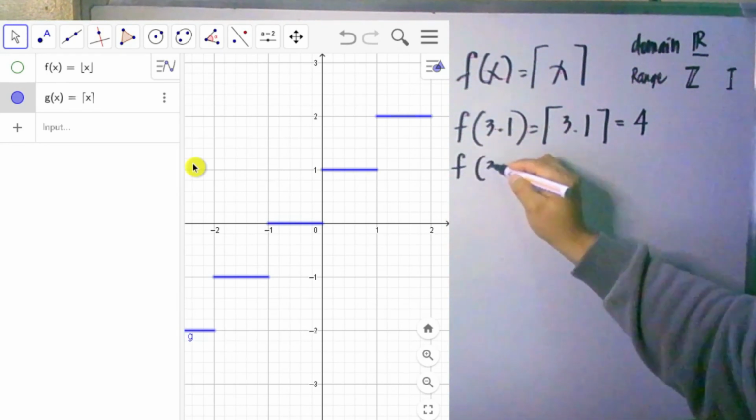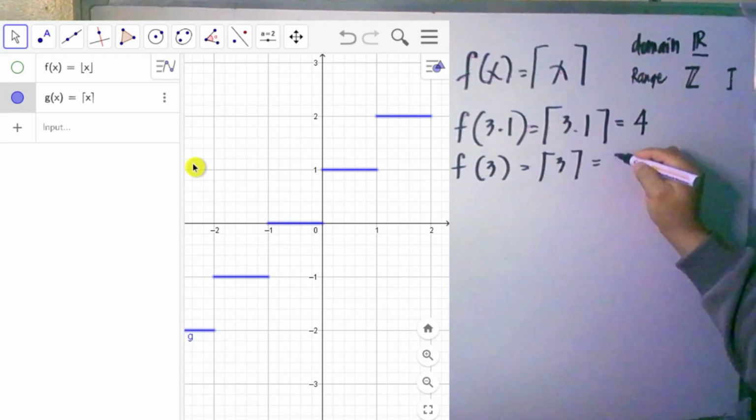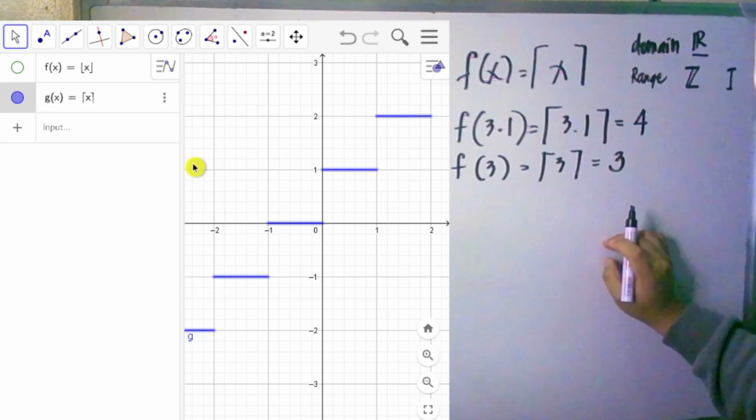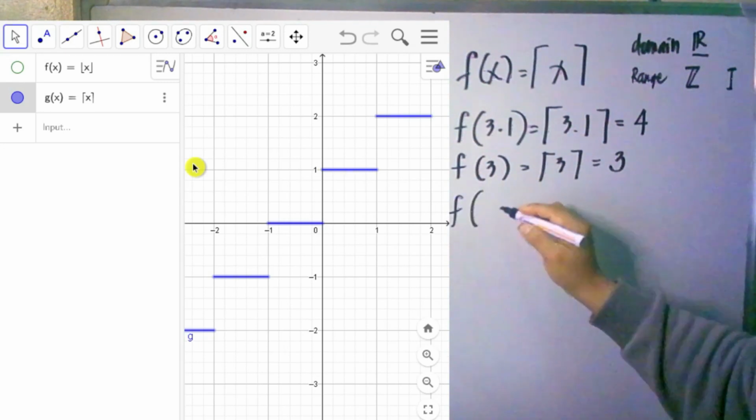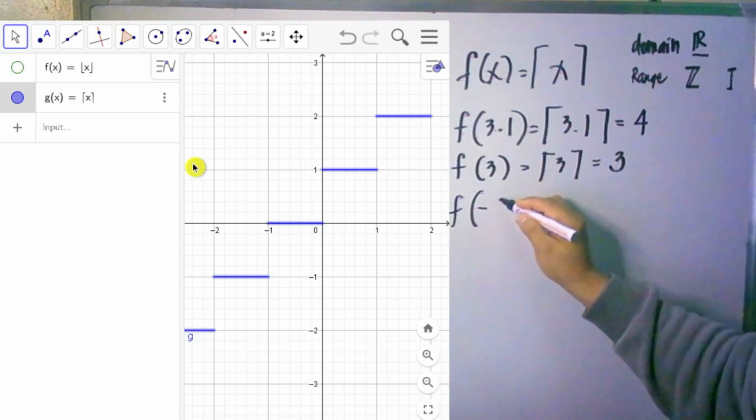What if our input is exactly 3? Wala pa rin problema. Our answer should be 3, just the same, because of that word "or equal" from the definition. How about if we are dealing with negative numbers? Negative, let's say, negative 9.8.